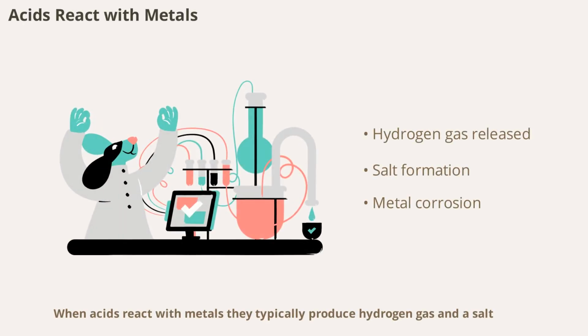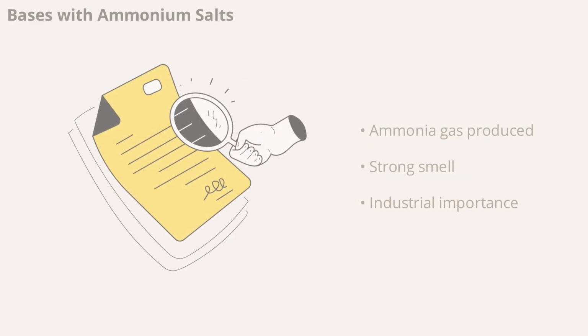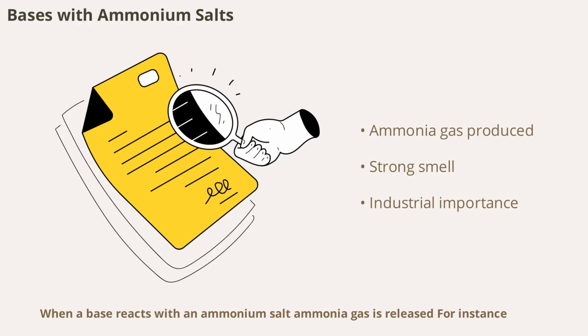When acids react with metals, they typically produce hydrogen gas and a salt. For example, when hydrochloric acid reacts with zinc, it forms zinc chloride and releases hydrogen gas. This reaction is often seen in school experiments, where you might notice bubbles forming as the gas escapes. Such reactions are not just limited to the lab, they also occur in nature and industry, playing a role in processes like metal corrosion.